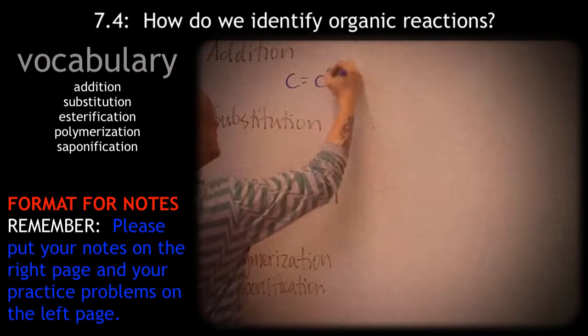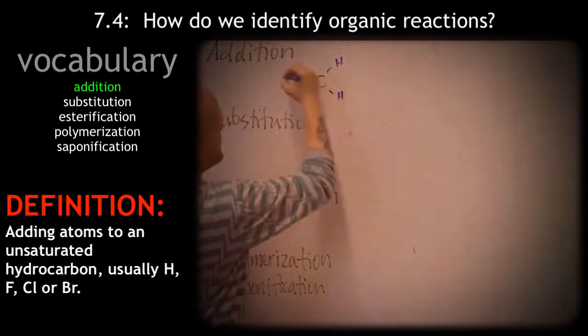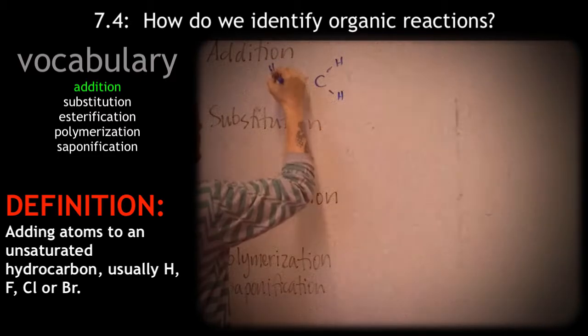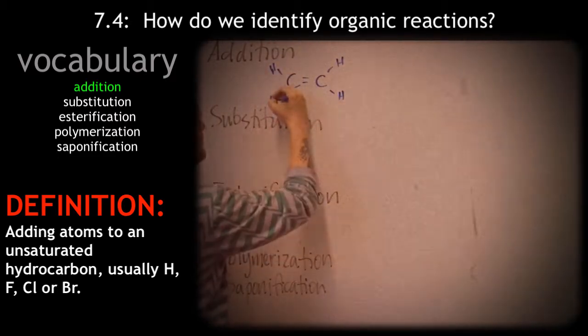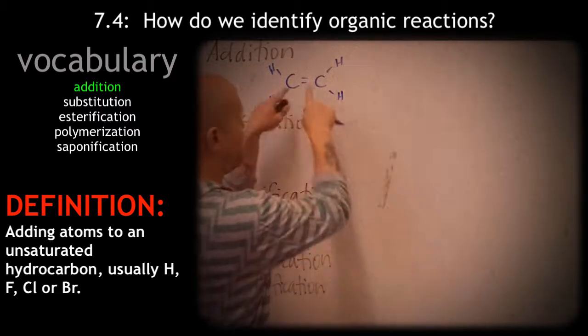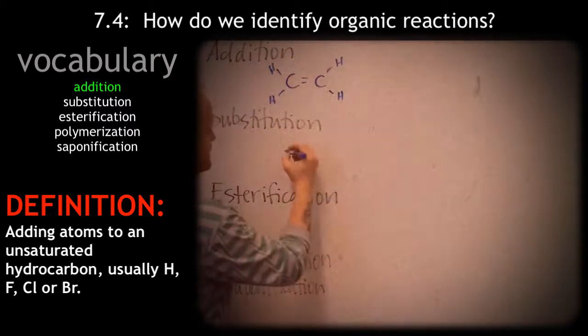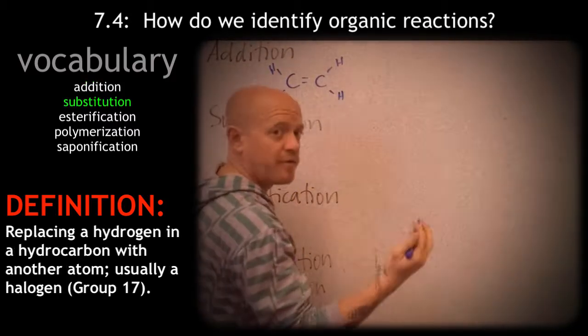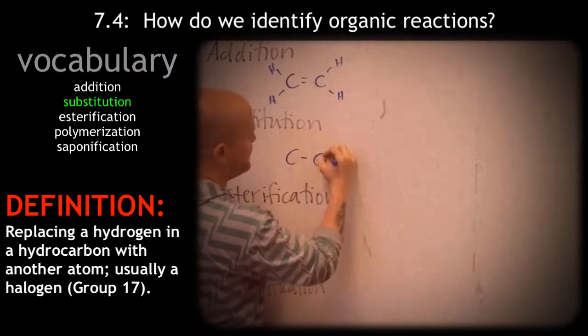An addition reaction, you have to start with a multiple bond, and what you're doing is you're either going to add a hydrogen or you're going to add a halogen, and you're going to break this bond. With substitution, it can be a single, double, or triple bond. So let's just show it.